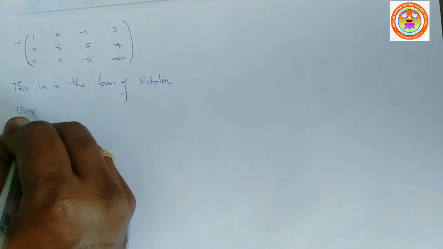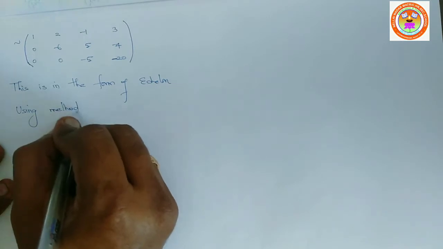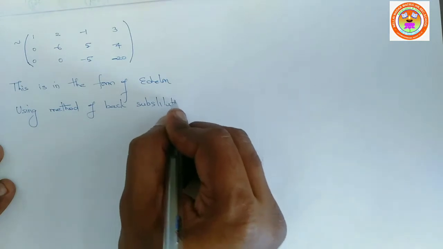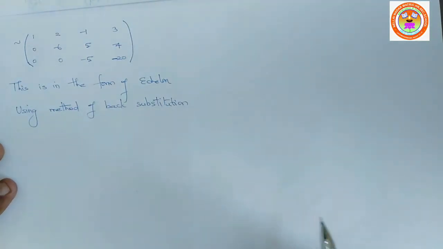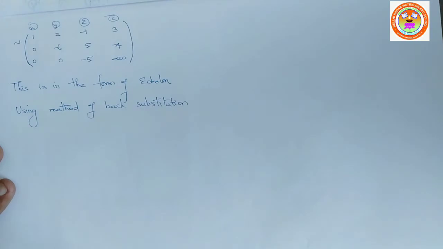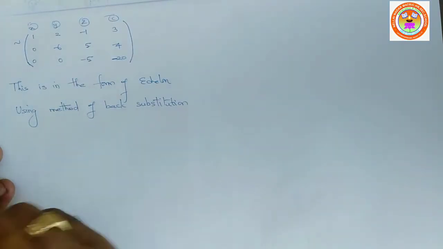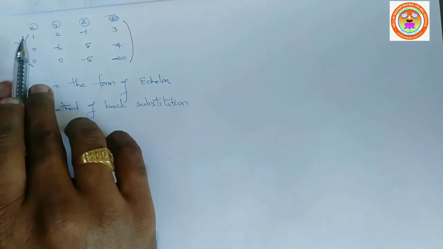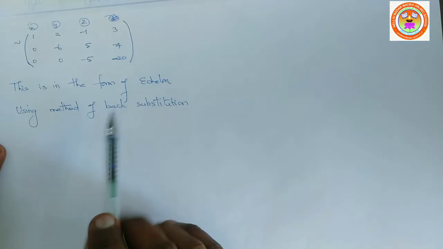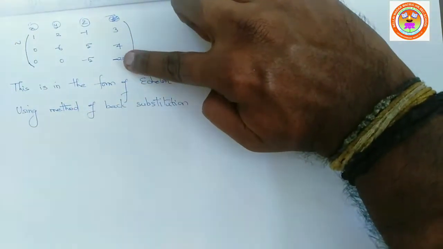Now I am going to use the method of back substitution. What is meant by the method of back substitution? I will tell you. This is the x coefficient, y coefficient, z coefficient, and this one is called the constant. Sorry, this is called the B matrix. We are taking the x coefficient, y coefficient, z coefficient. These alone are enough. We will take this one as a constant. The method of back substitution is nothing but we are going to move in this matrix from backwards.